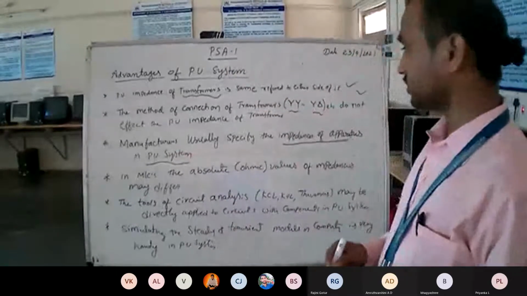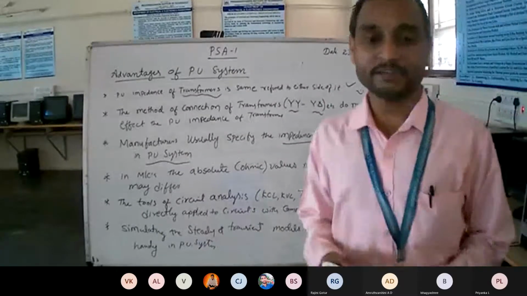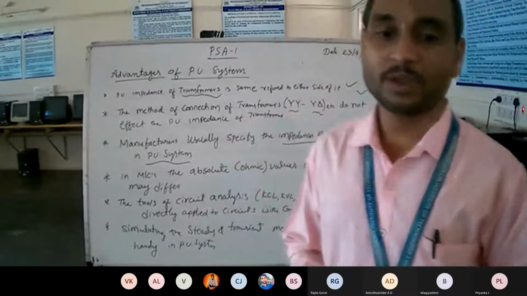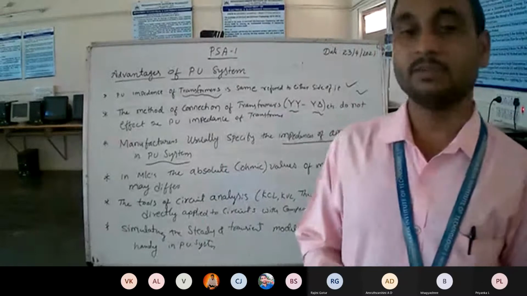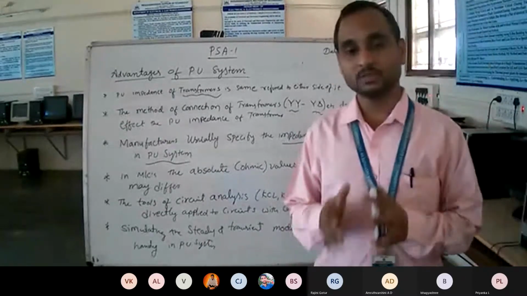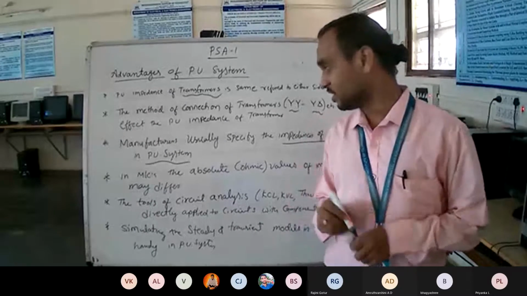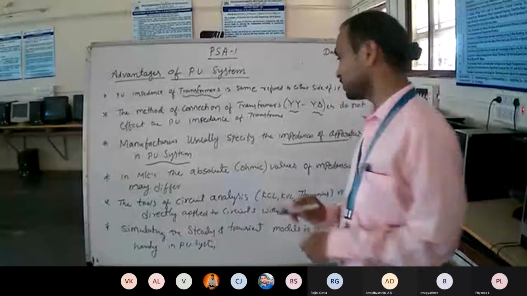And next, for machines, the absolute ohmic values of impedances may differ in some cases, but in the per unit system you get exactly the same values. So that is one of the advantages of the per unit system.